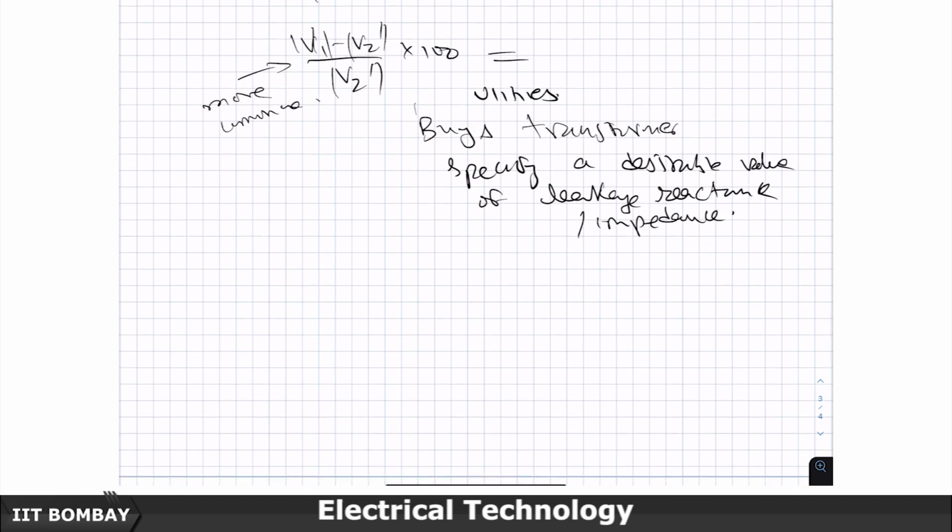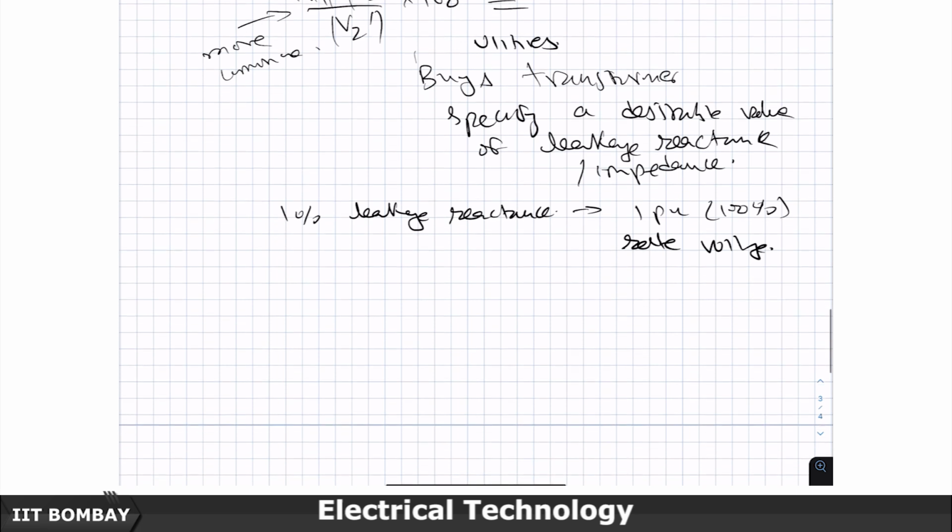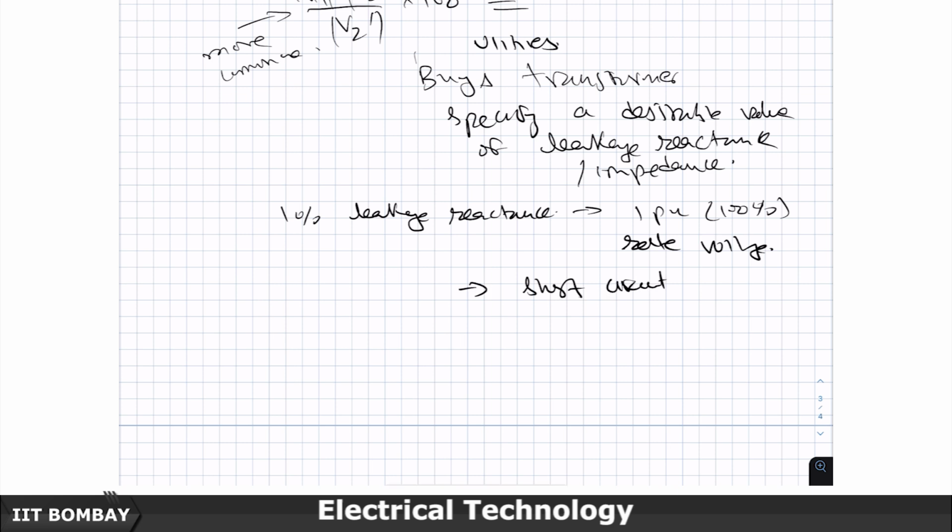The reason for specifying this leakage value is that, see, if you have like 1% leakage reactance, assuming that the R is very negligible, then the leakage reactance only plays the predominant role, and you connect 1 per unit, which means 100% rated voltage. Then what it means is the short circuit current could be as high as 100 times the rated value.